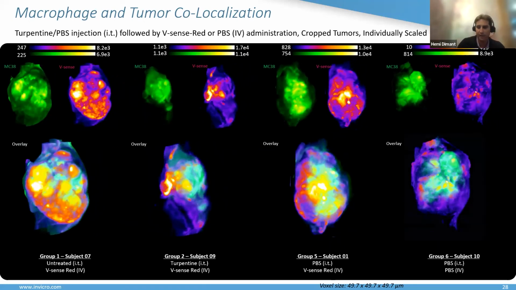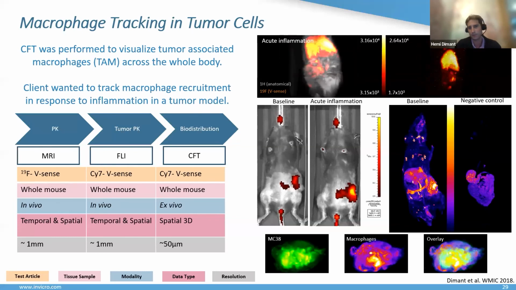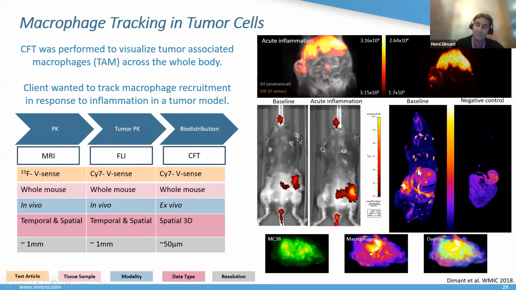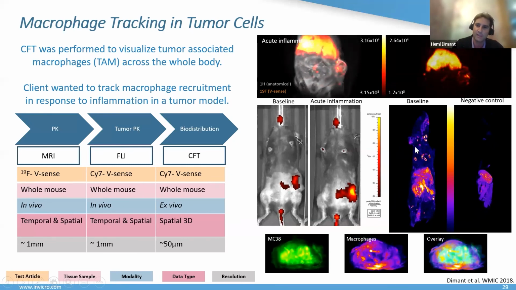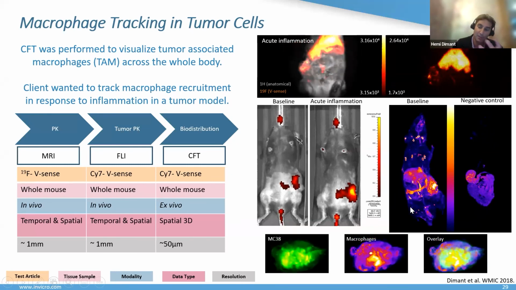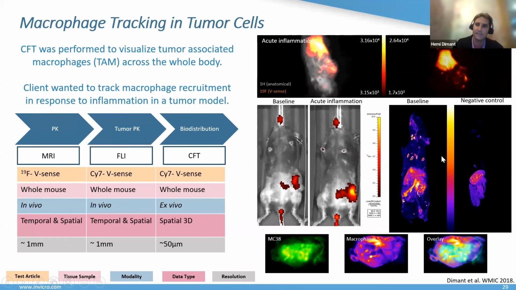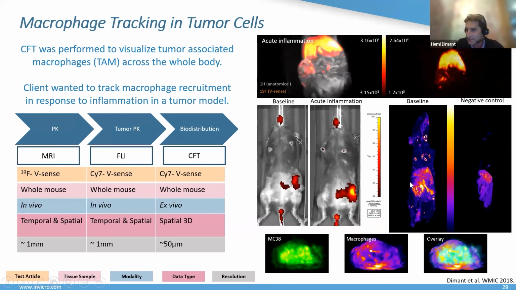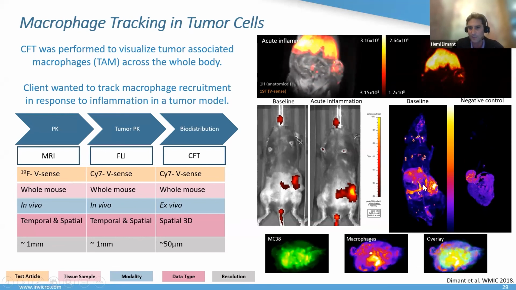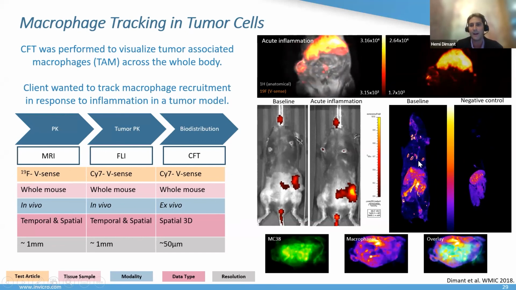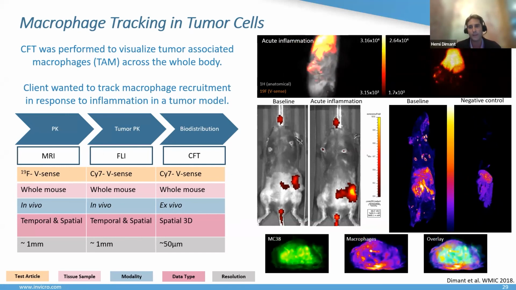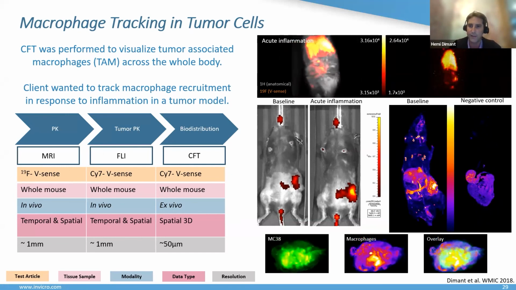I believe I can stop here and just summarize this specific example. For some reason I'm missing the slide of the actual vSense images. But this is the baseline mouse here. You see, besides the tumor, as I mentioned, you're looking at lymph node uptake, liver uptake, which all makes sense given that we're looking at macrophages here.